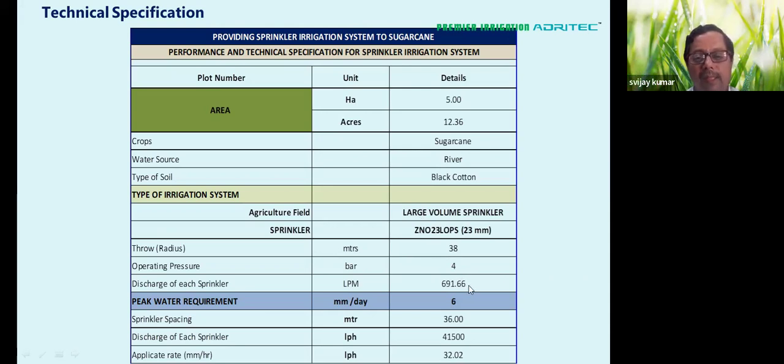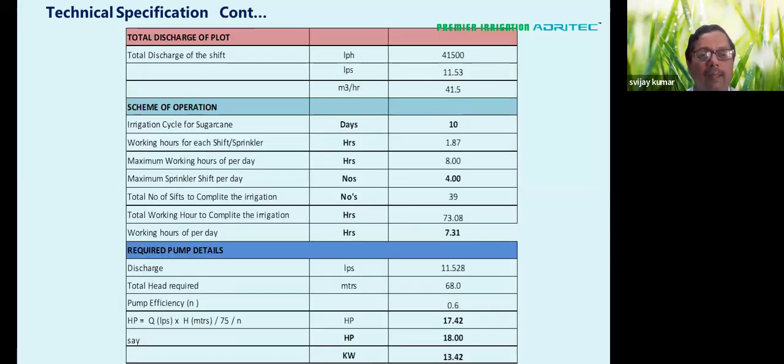Each sprinkler has got 691.66 LPM, and the peak water requirement of sugarcane is around 6 mm per day. The sprinkler spacing grid is 36 meters by 36 meters, and the discharge of each sprinkler we have converted, so it is 41,500 liters per hour. The application rate, I already told you how to calculate: you take the discharge of the sprinkler divided by the grid spacing area, and you get 32 millimeters.